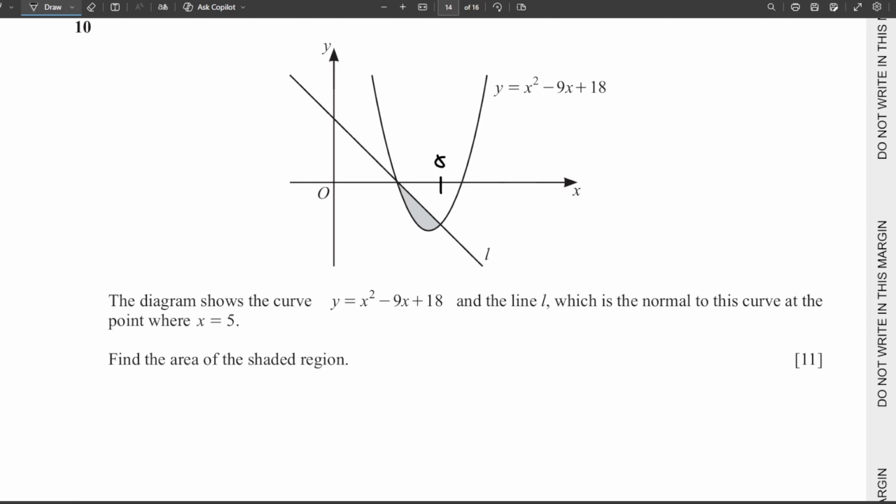So at 5 here, the gradient is perpendicular to the gradient of the quadratic. And we don't know what this point is. We can try and find the points, where the roots of the quadratic graph and the line L intersect. To find the roots, we equate the quadratic to 0, and we can try and see if we can factorize them. Yeah, we can. So 3 and 6. So x here will be 3, x here will be 6.